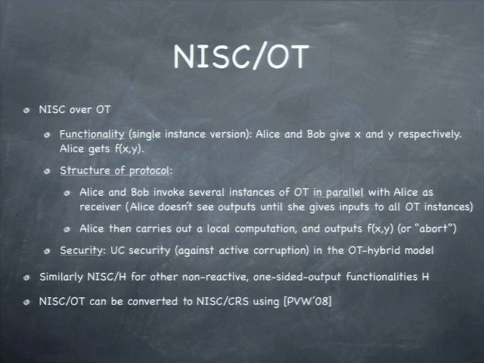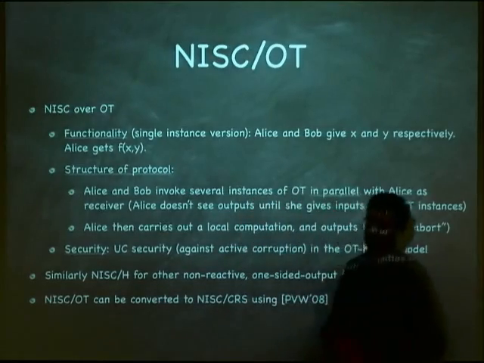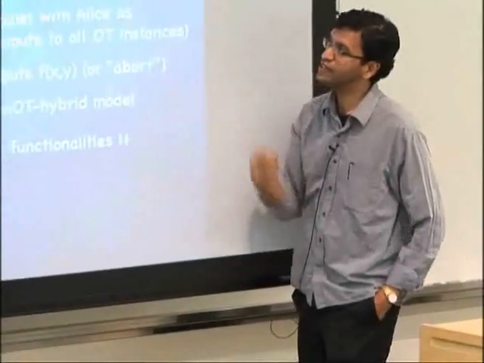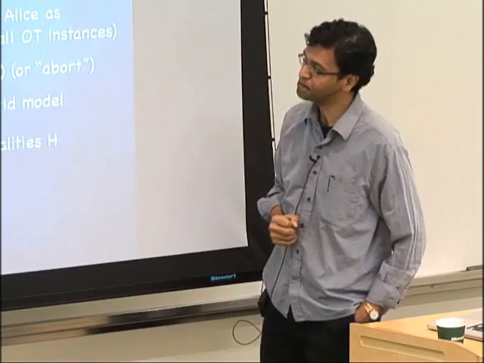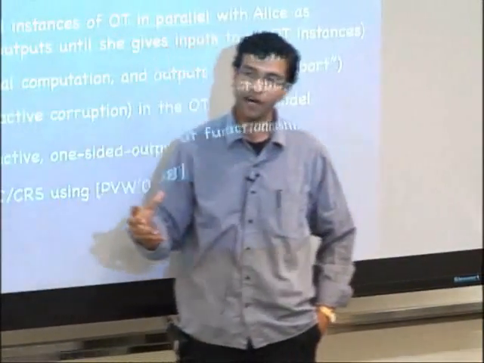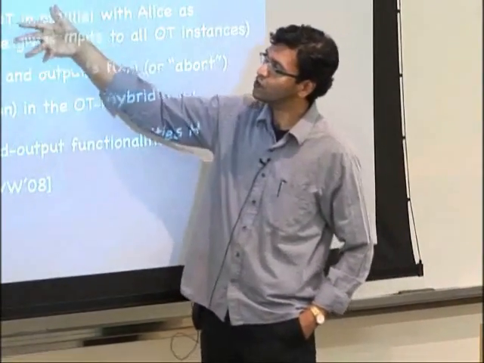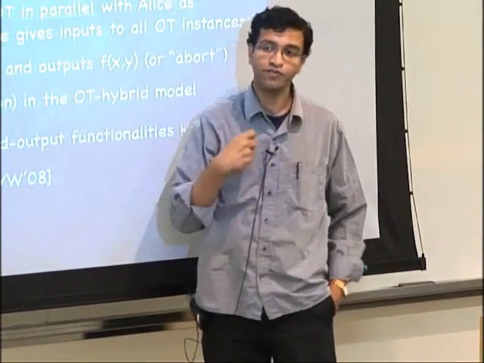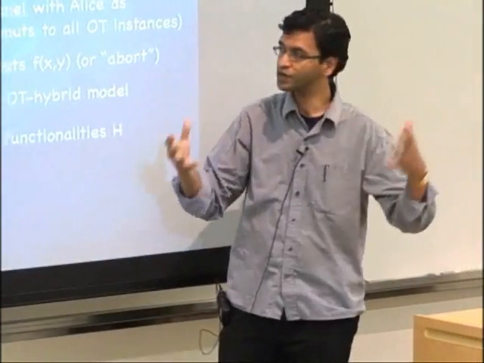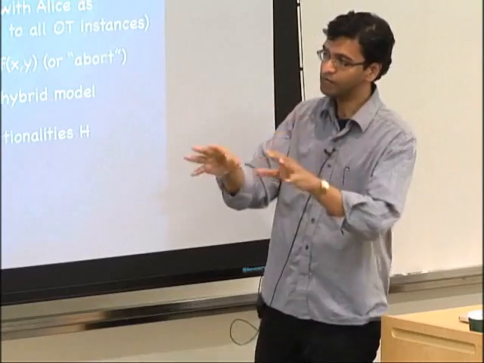You might wonder what's the point of just doing NISC over OT if you want to implement it in real life. Where do you get the OT instances? Well, just like we said in the previous slide for Yao's garbled circuits, if you have a 2-round OT protocol, you can replace this OT access by that 2-round protocol, and still the composed protocol will be non-interactive in the sense that Alice publishes something and then Bob can respond.